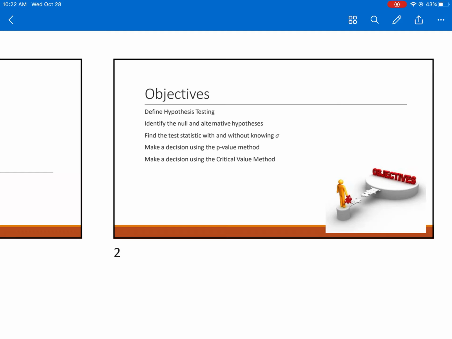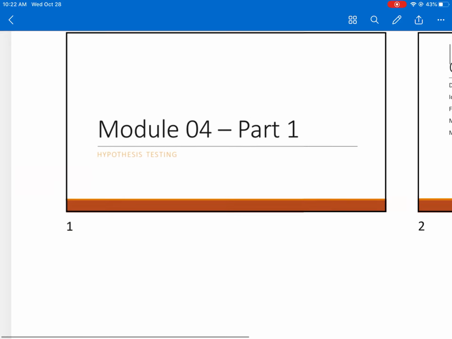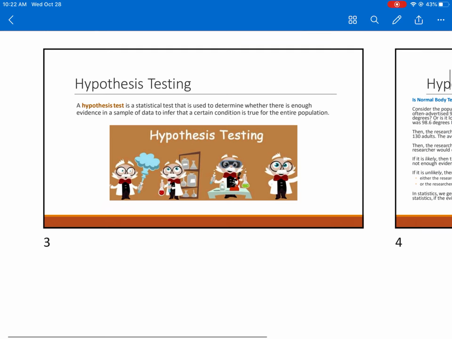Our objectives today are to define hypothesis testing, identify the null and alternative hypothesis, find the test statistic with and without knowing your standard deviation, sigma, make a decision using the p-value method, and make a decision using the critical value method.